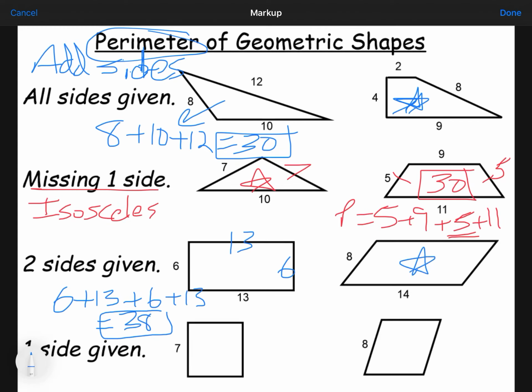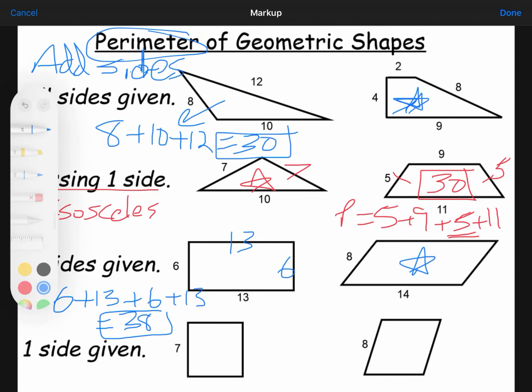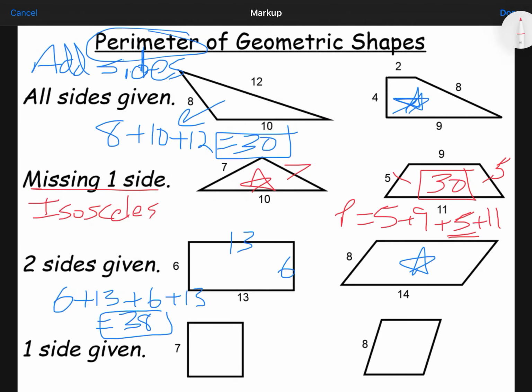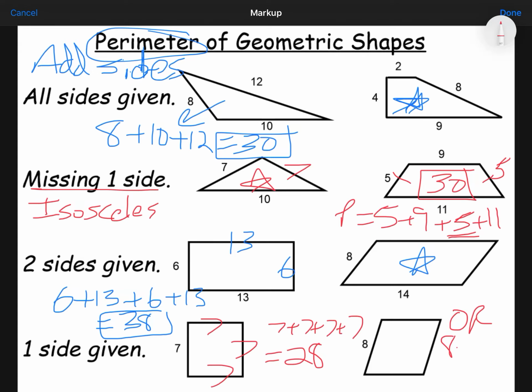Parallelograms would be done the same way. You have 2 sides, 8 and 14. You'd add 8 plus 14 plus another 8 plus another 14, and you'd end up with 42. And last but certainly not least, squares and rhombuses, where all the sides are the same. Just make sure you add up all your sides: 7 plus 7 plus 7 plus 7, which equals 28. Or you can just realize there's 4 sides and multiply by 4. That would make the problem a lot easier, but it has you remember something just a little bit different.